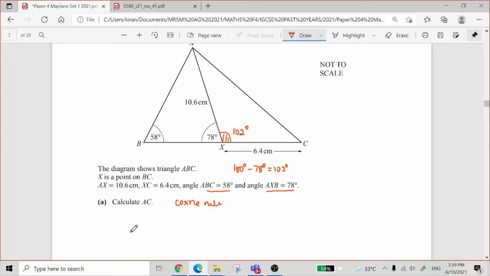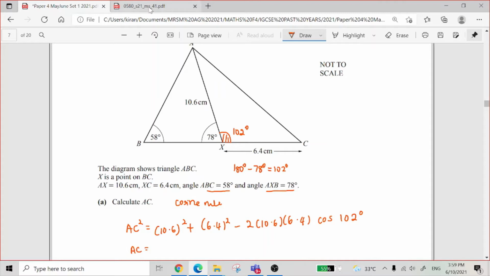So AC square is equal to 10.6 square plus 6.4 square, and then you minus 2 times 10.6 times 6.4, and we get cos angle 102. Okay, so we get the value for AC here.